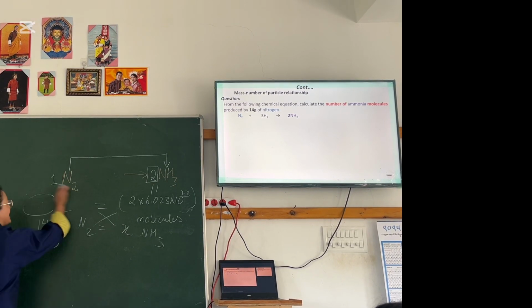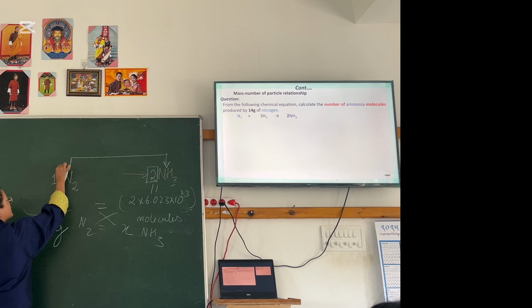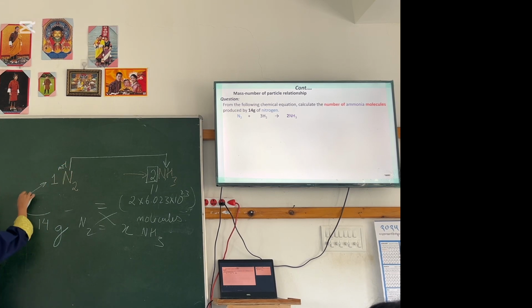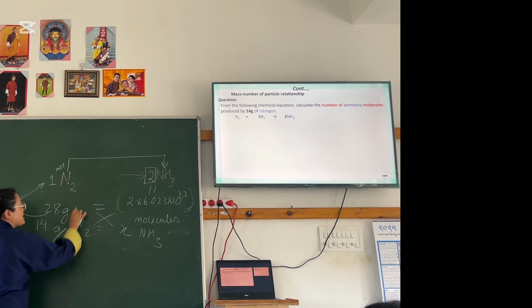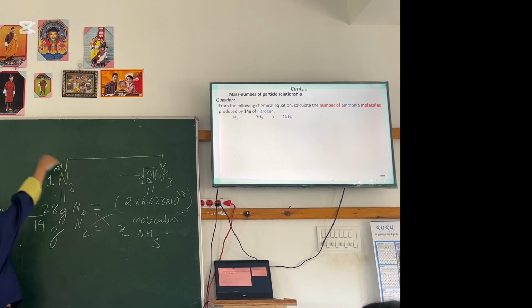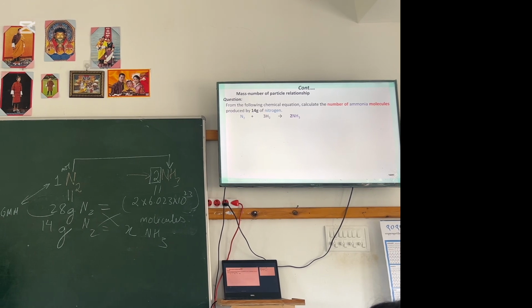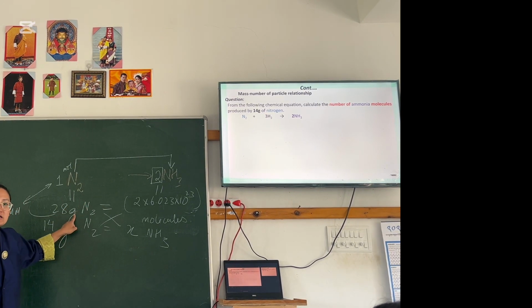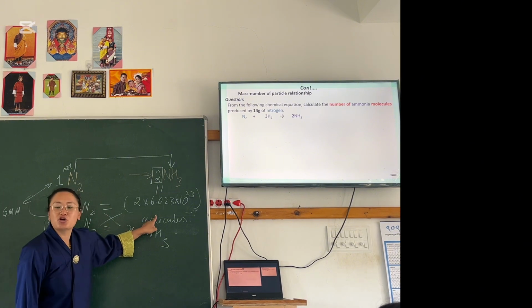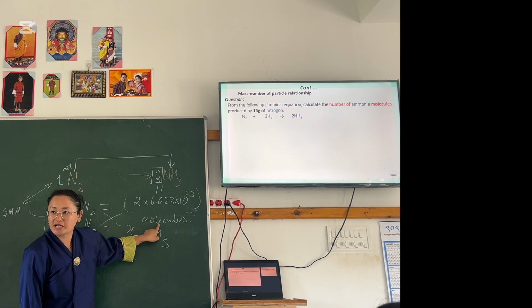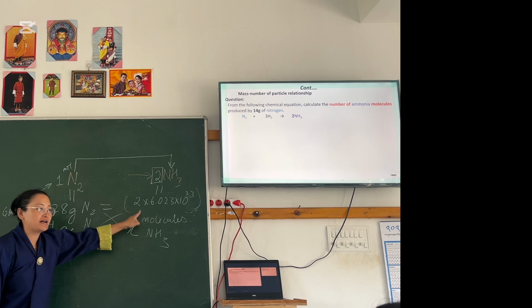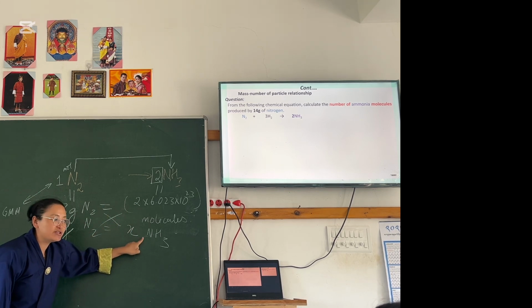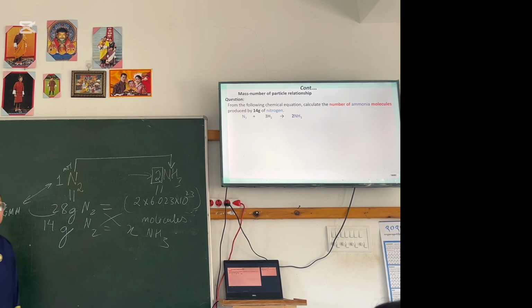So 1 mole of nitrogen in terms of weight, how much is it? 28. It is the gram molecular mass. The molecular mass is 2 into 14, 28 grams of nitrogen, meaning it is 1 mole of nitrogen. Yes, but we don't need moles here. The question is asking mass. So mass to number of particles. See, molecules are particles, right? So mass to particles, they are asking how many particles.